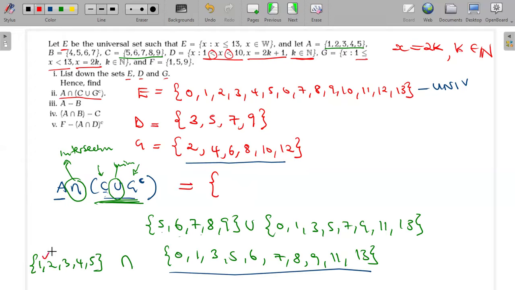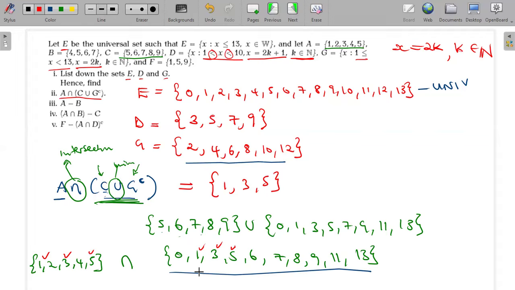I see there's 1 here, there's 1 there, so I can write 1. It's common in both. Then there is 3 there, and there is also a 3 on the other side, so I can write 3. There's a 5 here and a 5 there, so I can write 5. These are the only elements that are common. So this is how you would find your answer.